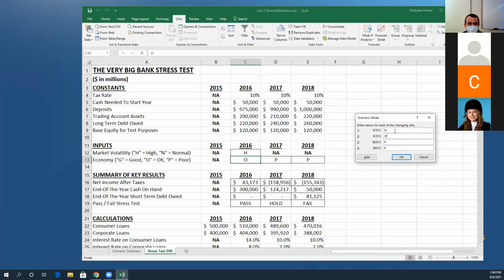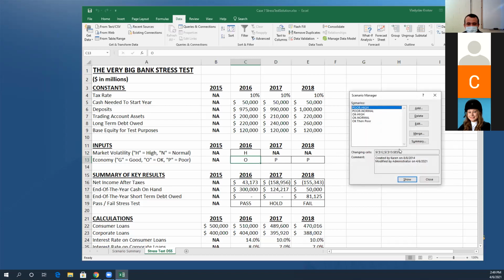So those are the values already entered. So it will be H, O, P, P, right? So this is okay and then poor. So you press OK, and then we added the 5th scenario, right? This is just to demonstrate how to add the scenarios, and they're already added for you. And by the way, you only need 4. I already entered those 4 for you. So I'll go ahead and delete that 5th scenario that I added just for demonstration purposes.